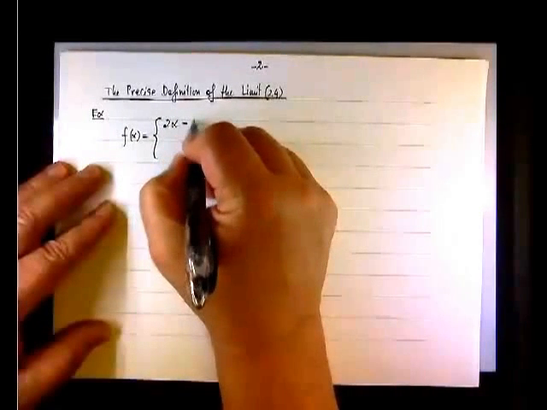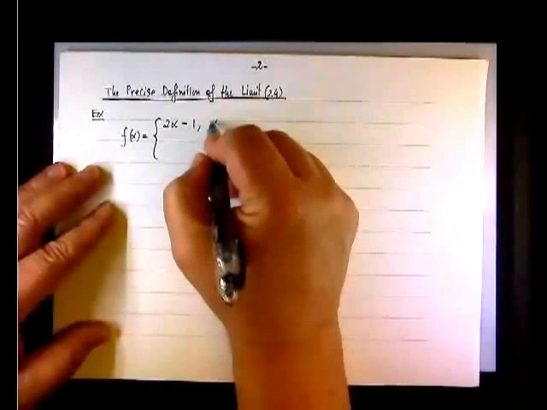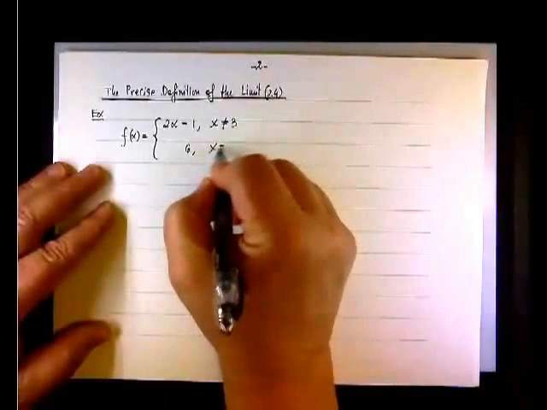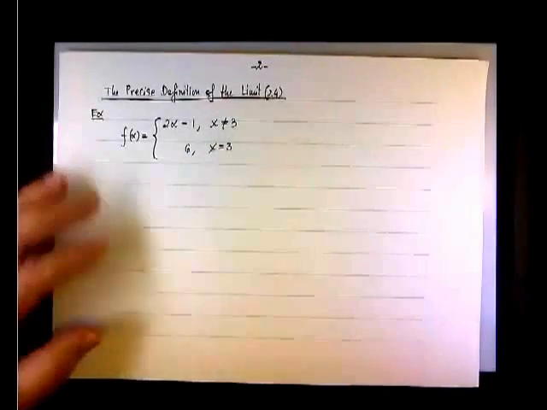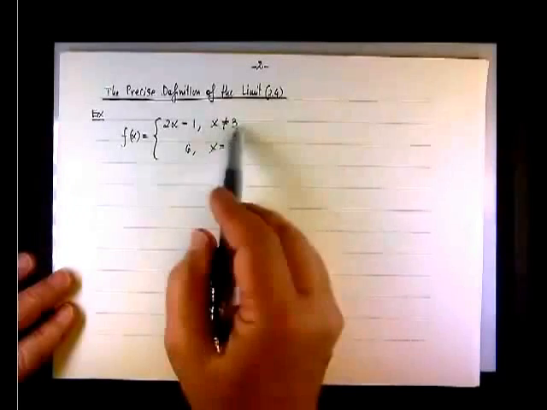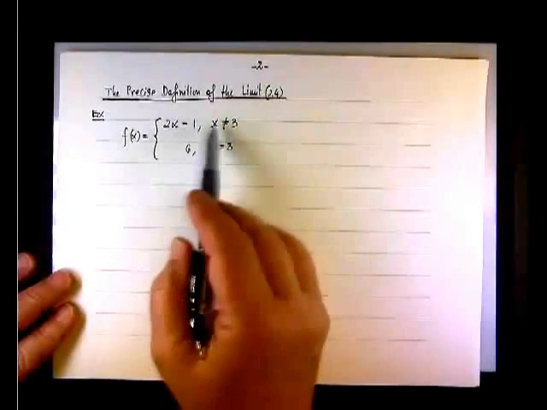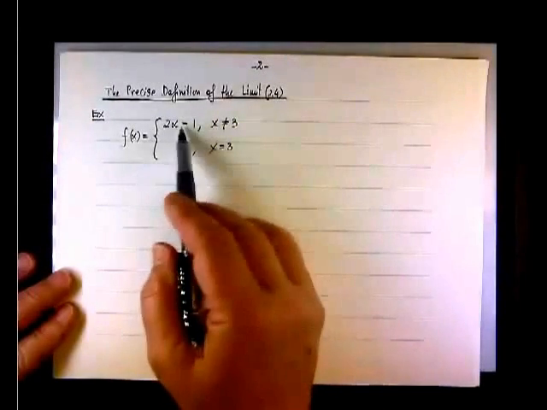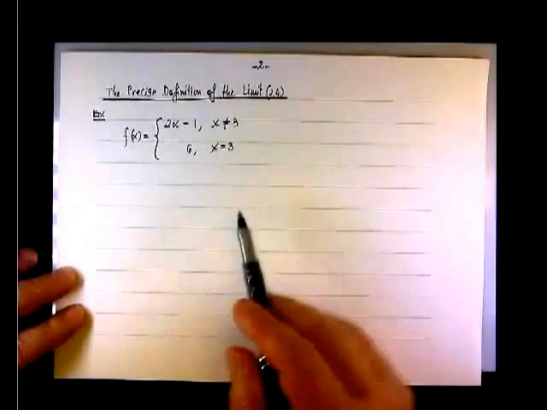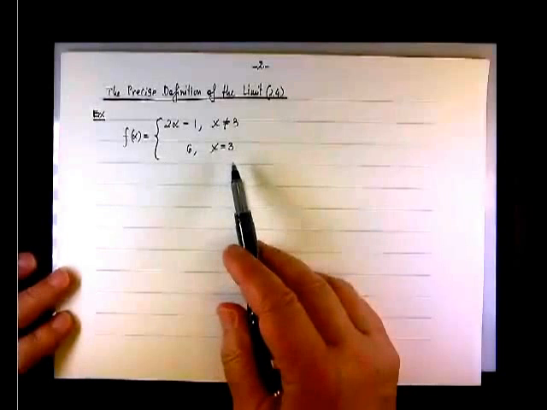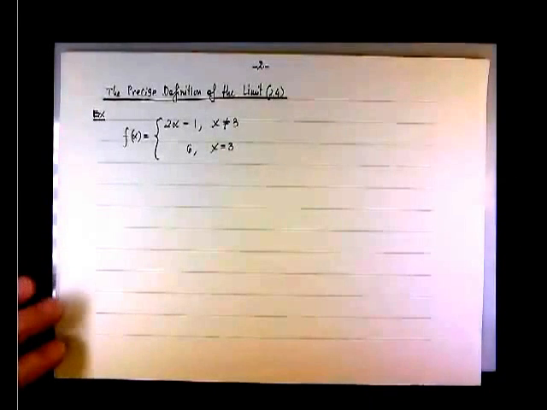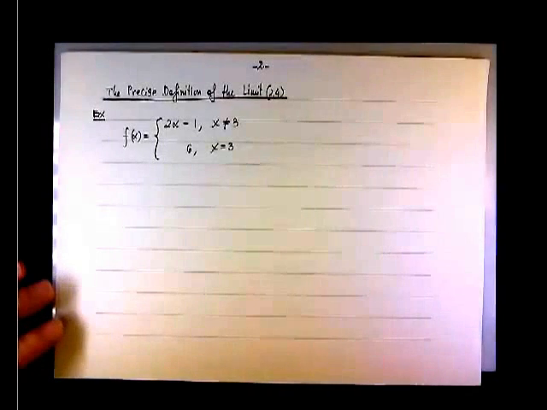2x minus 1 for all values of x except 3, and it's equal to 6 when x equals 3. So you have a hole at x equals 3, but you plug it somewhere else, because if you do direct substitution, 2x minus 1 when x equals 3 is supposed to be 5. But instead of y equals 5, we have a hole over there at x equals 3, y equals 5, and we have a plug at x equals 3, y equals 6.